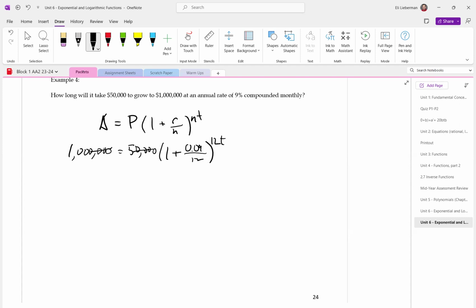Let's see if I cross out these 4, it's 100 divided by 5. Oh, it's just 20 equals 1 plus 0.09 over 12 to the 12t. I'm not going to calculate that mess because I don't have a calculator. Next step. Well, not yet. I want to get t equals and then put everything in our calculator.